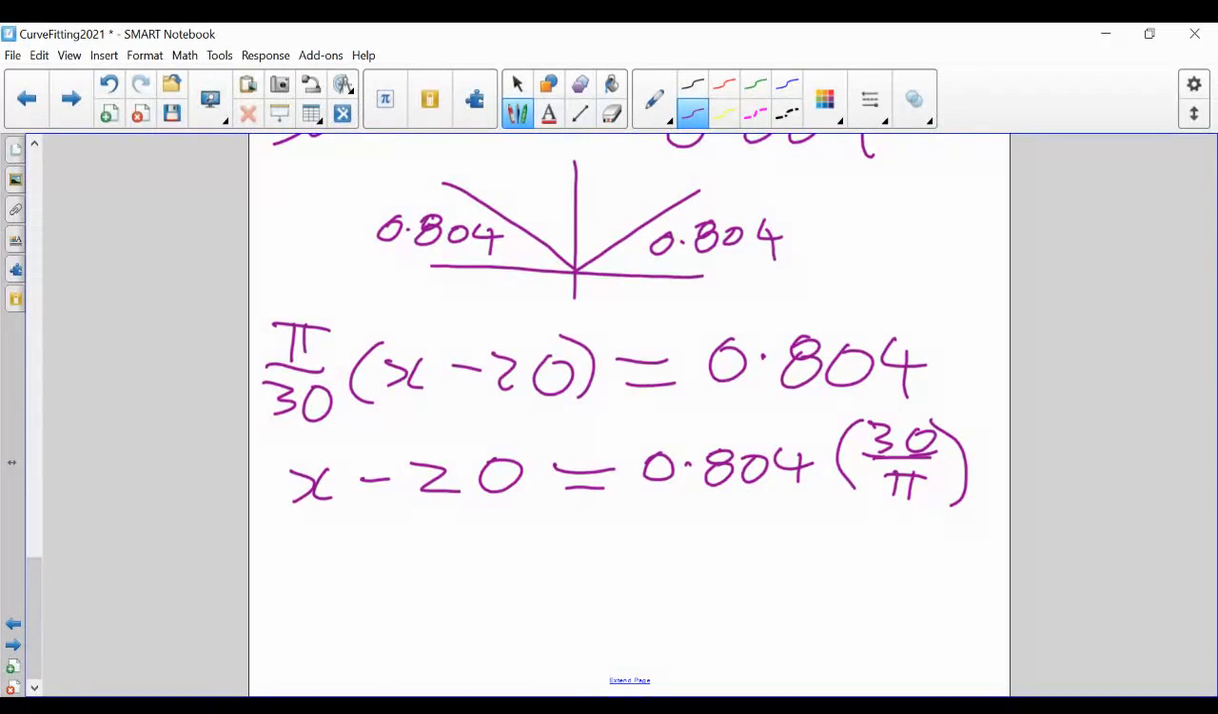All right. Okay. So I'm going to need some help on this because I cannot do this in my head. Mohammed, can you multiply that for us, please? 0.804 times the 30 over pi. Mohammed, are you there? Okay, could you do that part for us, please? Give us 3 decimal places. Let's be consistent. Give us 3 decimal places for that. And of course, that's x minus 20. That's equal to all of that.